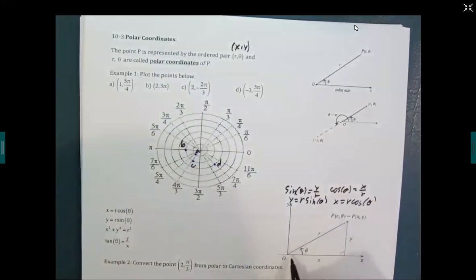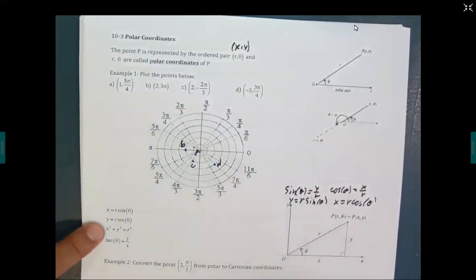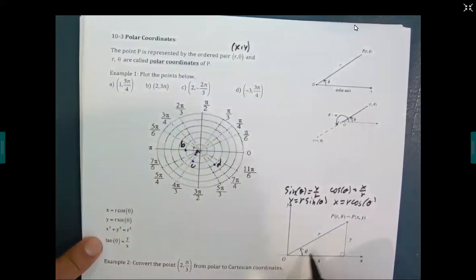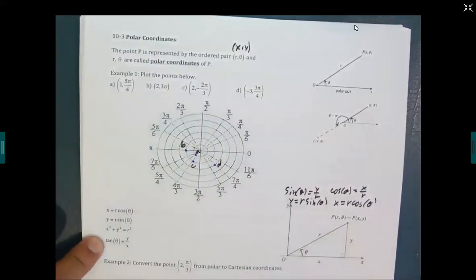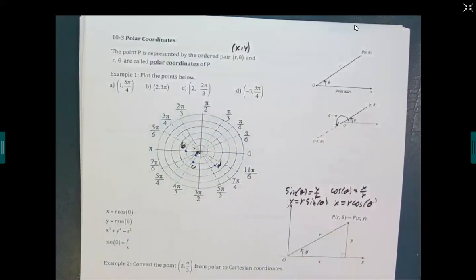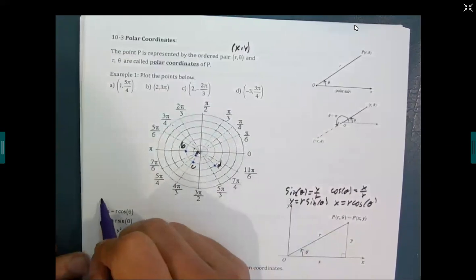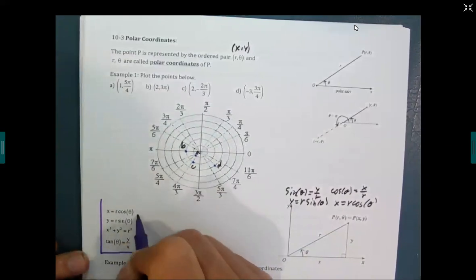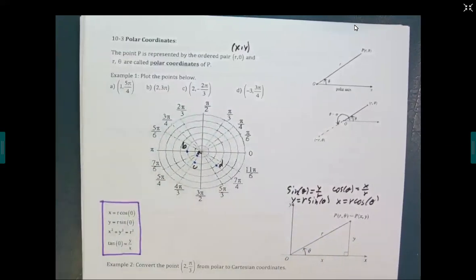Now you can also see the Pythagorean theorem here. x squared plus y squared equals r squared. There it is right there. You can also see that the tangent of theta is going to be y over x. So we're all covered there with these, and we're going to refer back to these often. These are going to be our main translation, especially when we're going from one to the other.